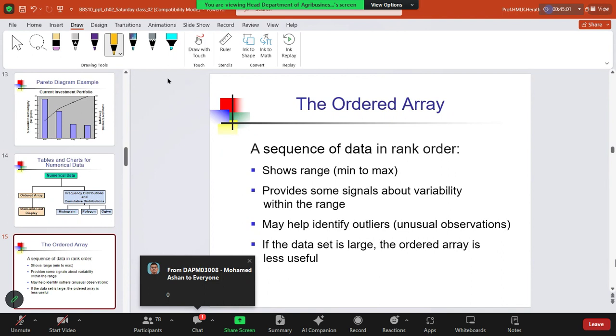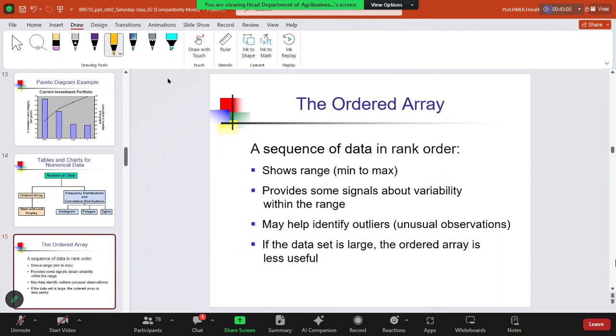An ordered array is a sequence of data in rank order. It shows the range of the data. The range is the difference between the minimum and the maximum: range equals max minus min. The first value in an ordered array is the minimum. The last value in an ordered array is the maximum.